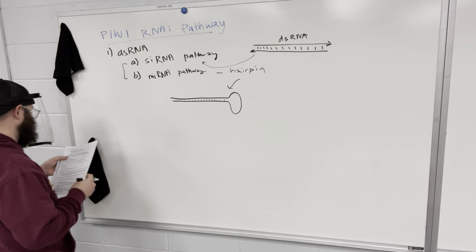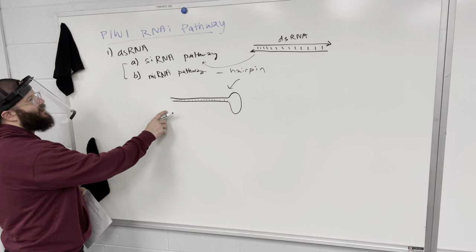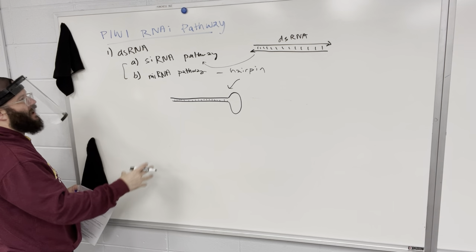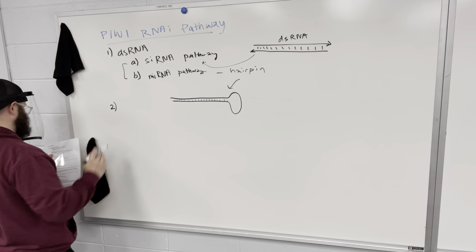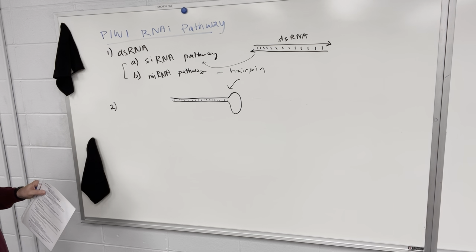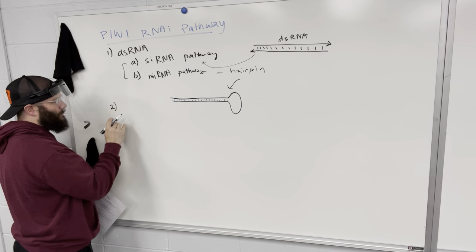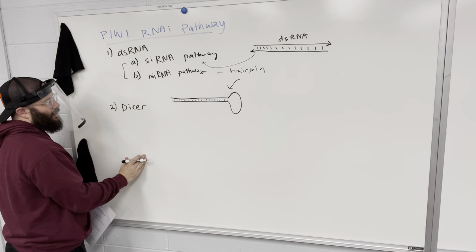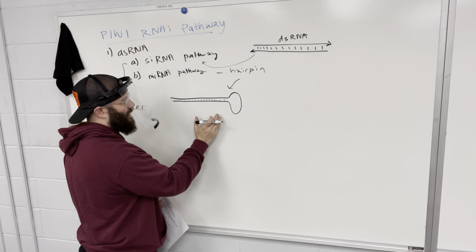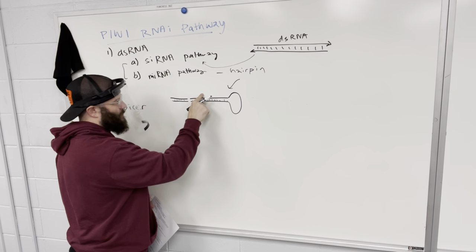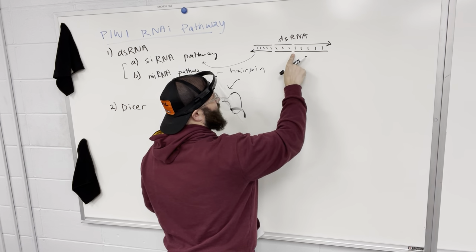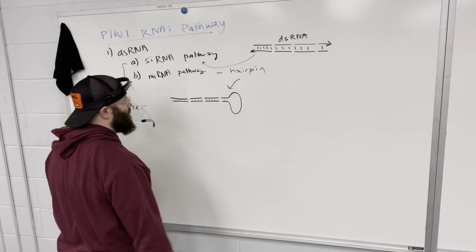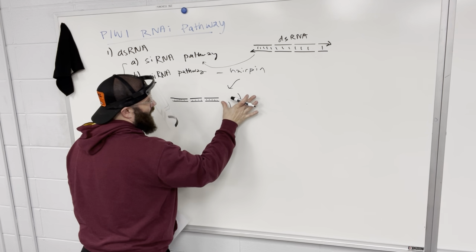Okay. So once these double-stranded RNAs are presented to the cell, what's the next step in the process? It gets fragmented. There is typically always a protein called Dicer. And Dicer essentially recognizes these, and it cuts them up into little small chunks, which is why it's called Dicer. It's like dicing these, okay?